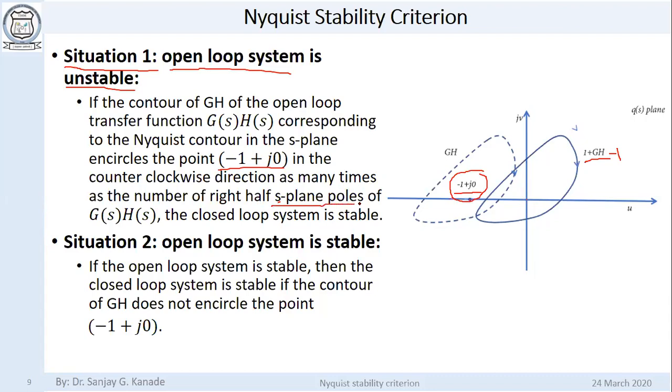So if there are, let's say, two poles of G(s)H(s) on the right hand side, then the contour should encircle this point twice. There should be two encirclements of this point. And if the system is open loop stable, meaning there is no pole of the open loop system in the right half plane, then in that case this point should not be encircled. The G(s)H(s) should not encircle this point.